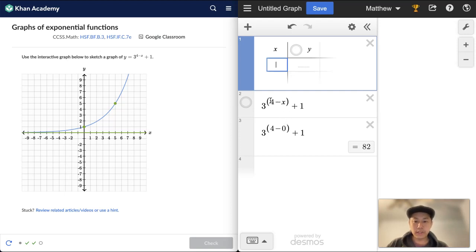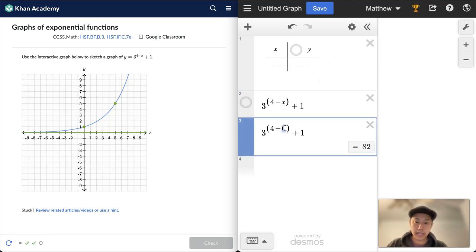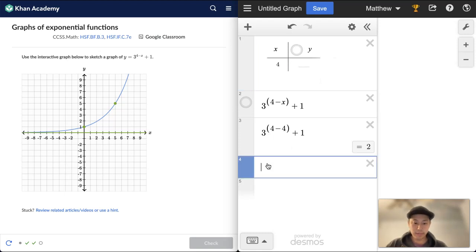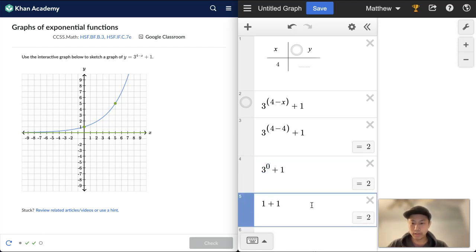I'm going to force the exponent to be a total of 0. So what I'm actually doing is choosing an x value of 4. You guys see what I did there? I chose an x value of 4. This becomes 4 minus 4 in the exponent. 4 minus 4 is a 0. And this is the same thing now as 3 to the power of 0 plus 1. We know anything to the power of 0 is 1. That's why it turns into 1 plus 1. You guys see that?